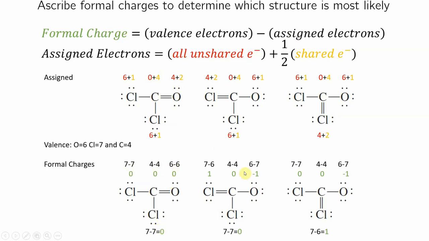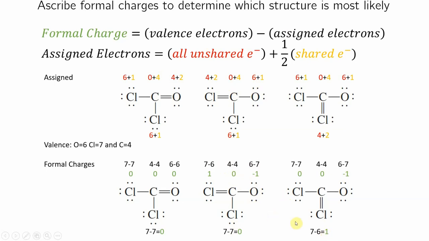Okay, let's look at this one. All right, chlorine, we know valence electron 7. From here, I have 6. So 7 minus 6 is positive 1. Here again, 4. Carbon has 4 valence electrons. It has 4 assigned electrons. I subtract them. That's 0. Oxygen here has 6 valence electrons, but it has actually 7 assigned electrons. So it's 6 minus 7, and it's negative 1. Here it's 0 again. Here again, I get 0, 0, negative 1, and 1.